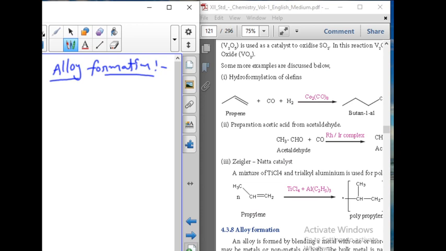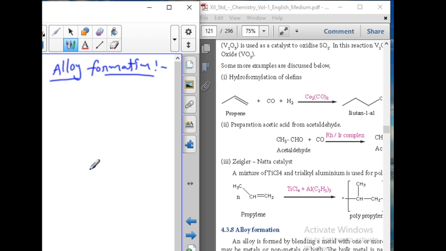Generally we are seeing in railways, railway poles are coated with aluminum for protection from rusting by atmospheric oxygen and water molecules. The iron will be rusted, so they are coated with aluminum. Alloy formation, a mixture of one or more metals, simply we can call alloys. A lot of alloys are formed by the d and f block elements. The elements may be metals or non-metals combined together.